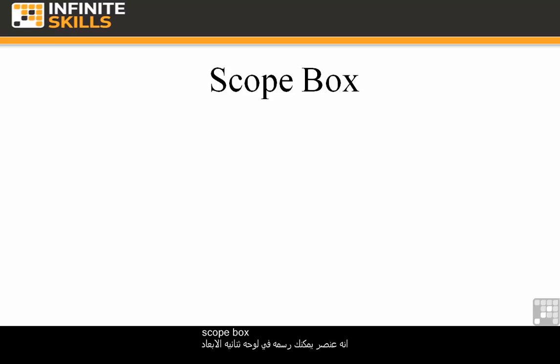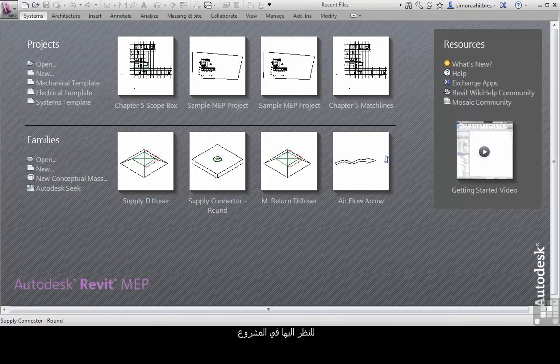The scope box is an element that you can draw in a 2D plan that has some 3D geometry associated with it, but it doesn't print. It's a way of controlling your views. Let's take a look at it in a project.